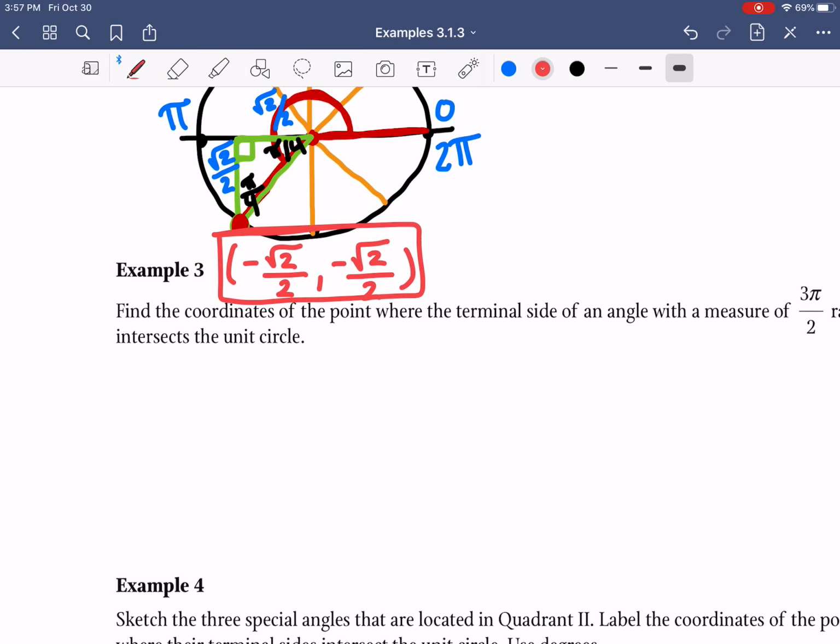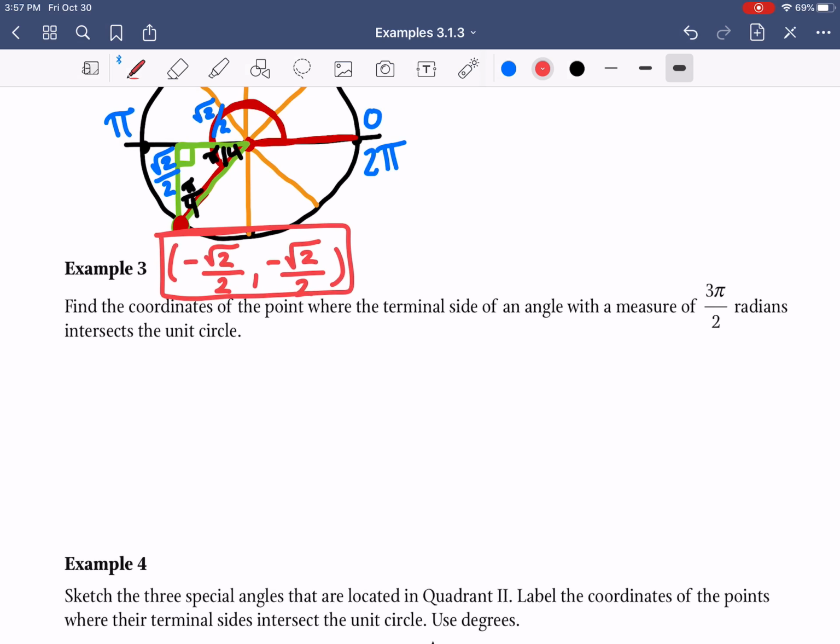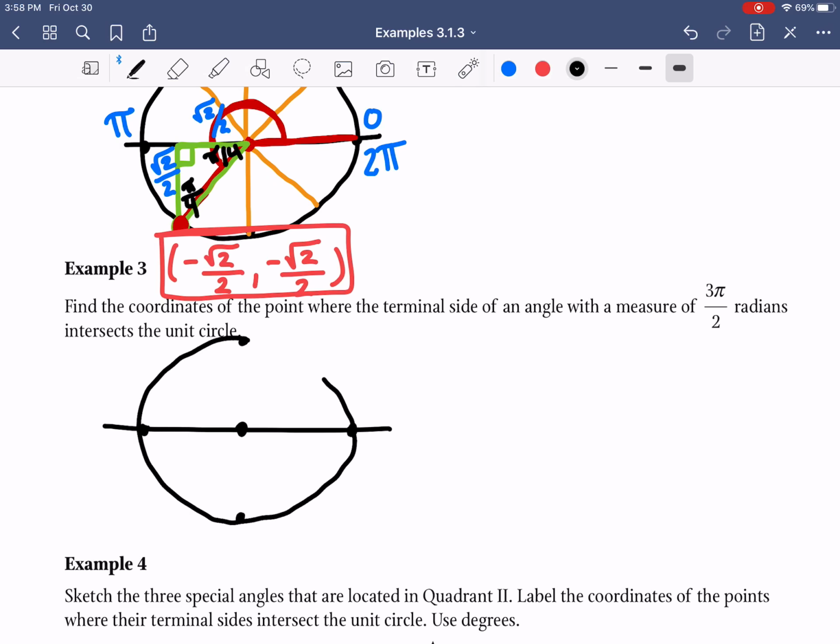We're going to do a couple more, 2 more examples. The next one says find the coordinates of the point where the terminal side of an angle with measure 3 pi over 2 radians intersects the unit circle. So again, I'm going to draw it. It gave it to me not in degrees, it gave it to me in radians, so I'm not going to draw my y-axis because it gets in the way.